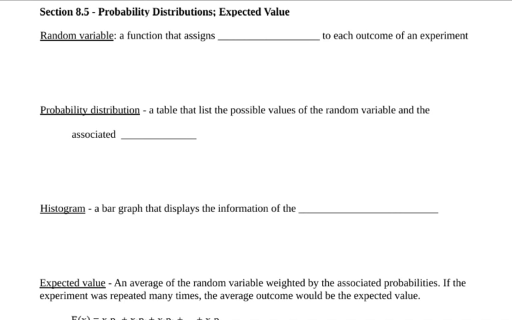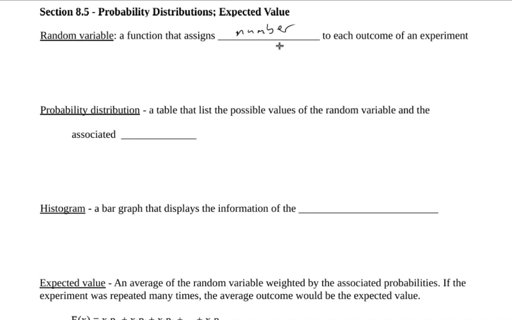In section 8.5, we're starting to talk about probability distributions and expected value. In order to have something like an expected value, I'm first going to introduce what's called a random variable. A random variable is just something where we assign a number to each outcome of an experiment. In the case of a binomial experiment, the random variable is the number of successes. So that's something where we've already seen a random variable. If we get 3 successes, then the number that's assigned is just the number 3.